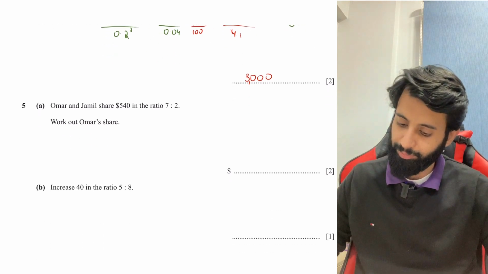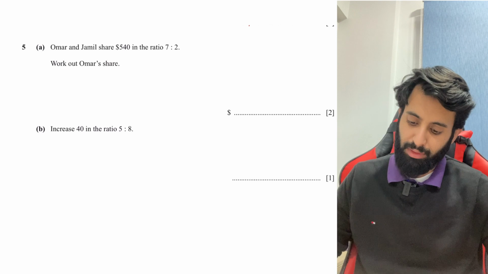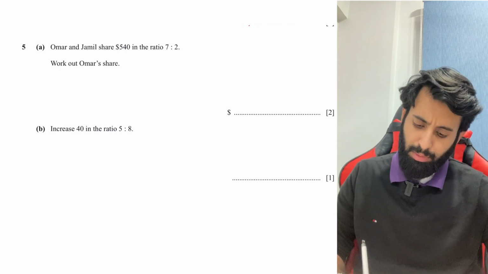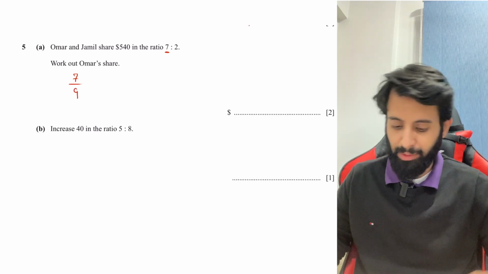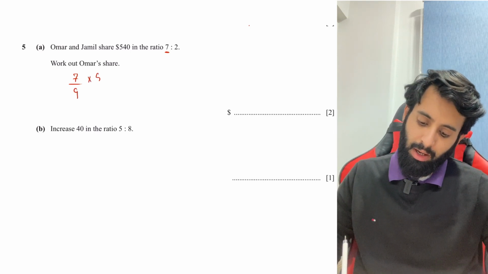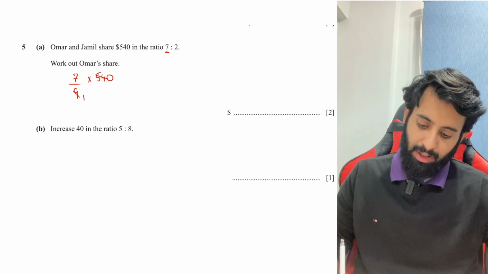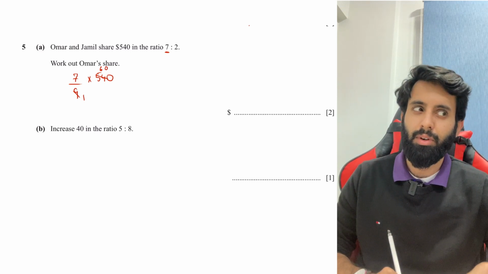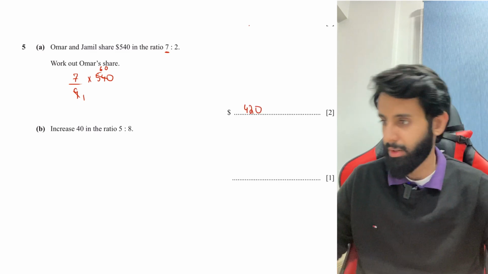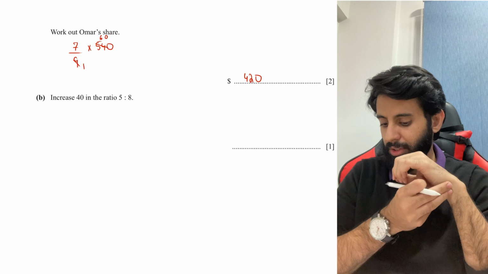Which is the correct answer. Okay. Then it says Umar and Jamil share $540 in the ratio 7:2. Work out Umar's share. So that should be pretty simple. Umar is getting 7 parts from a total of 9, and if you're wondering how I worked that out, I simply added 7 and 2 and multiplied this by 540 to find out the actual amount. So 9 ones are 9, 9 sixes are 54 and 0. So 7 times 6, 6 times 7 is 42. So $420, and there you go, that's the correct answer. So now in part B, it says increase 40 in the ratio of 5:8.